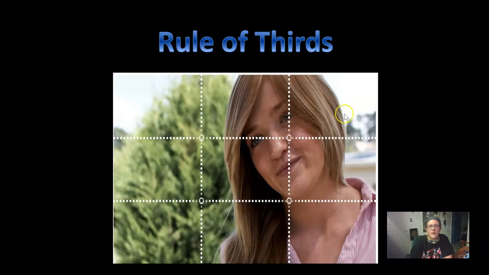All right, so rule of thirds, or eyes on third. Be sure to get your person's eyes on the top third. And if you notice, even when I frame myself, I generally try to keep myself on that top third.